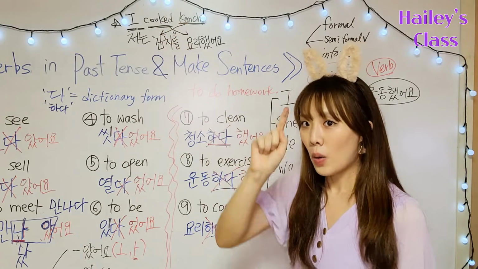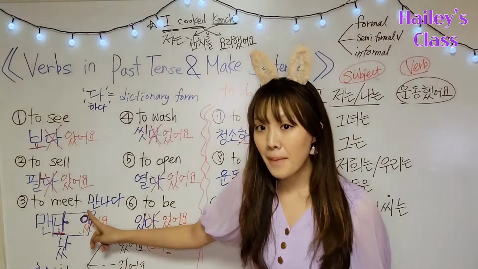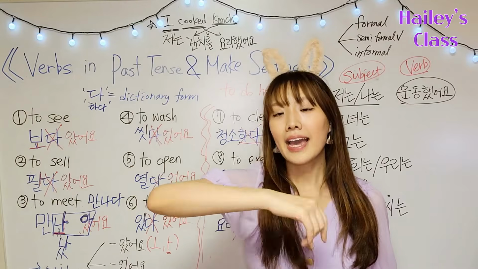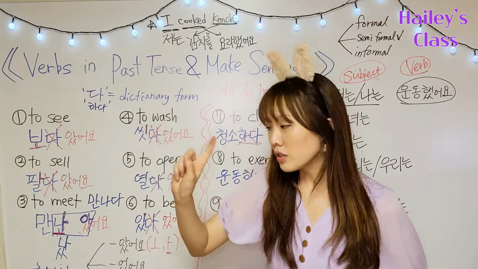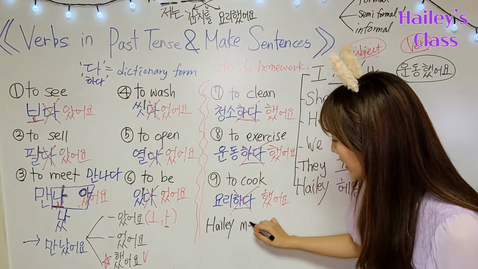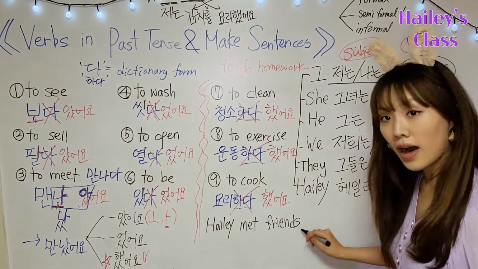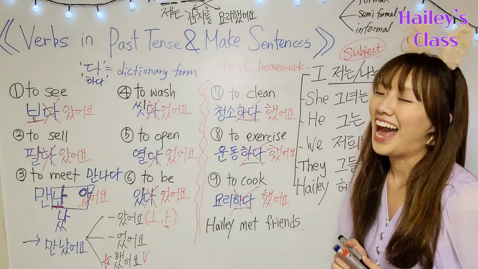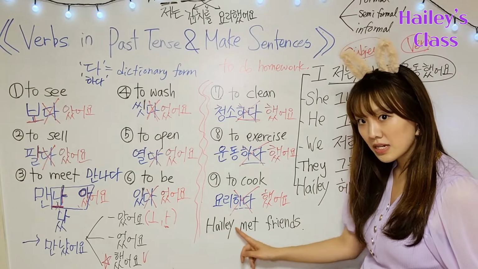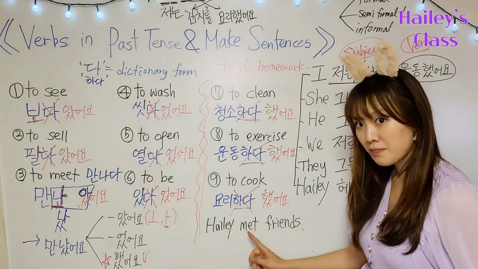Got it? Okay, so I will make one more sentences. Hailey met my friend. You're my friend, so I met you. I met friends, right? So I'm going to make a sentence in here. Hailey met friends. My friends, you guys, I'm talking about you guys. I met you. Hailey met friends. And then, how can you say in Korea? Hailey met friends in this part? No, you have to change. Hailey friends met. Hailey friends met, right?